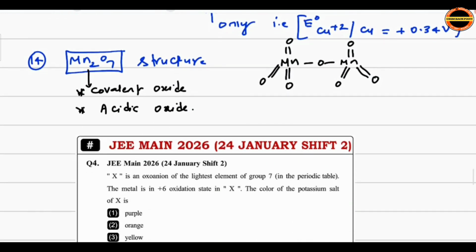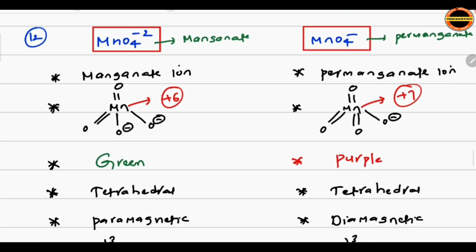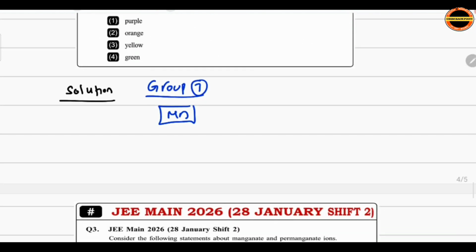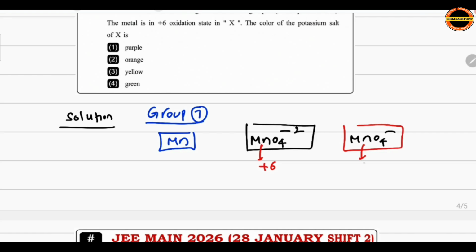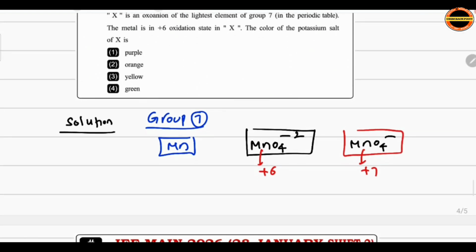So see now, observe here: +6 is green in color, K2MnO4, and +7 is purple in color, MnO4 minus. So with this information, what can we conclude? First of all, it is manganese, no doubt, right? So hence, if it is MnO4 2- and MnO4 minus, here manganese is in +6 state, and here manganese is in +7 state.